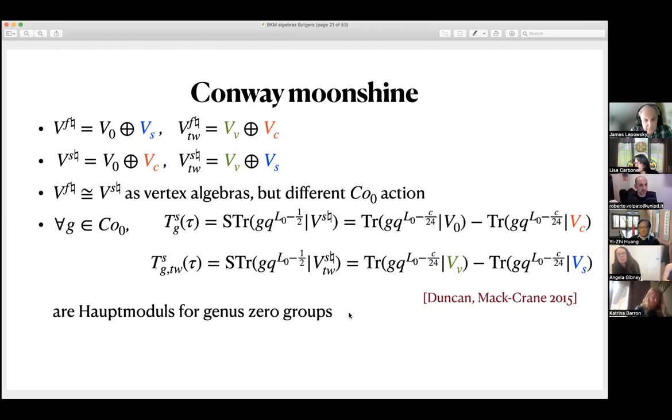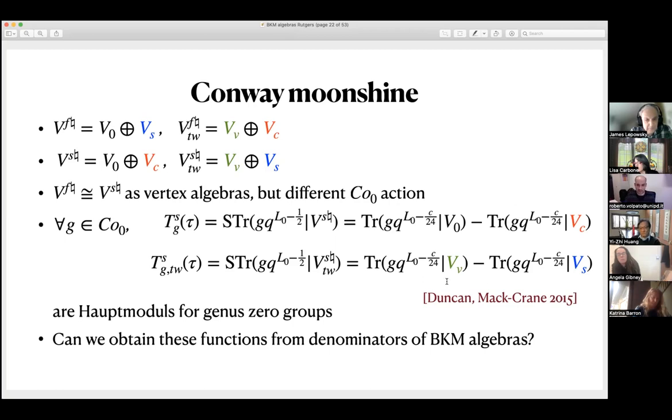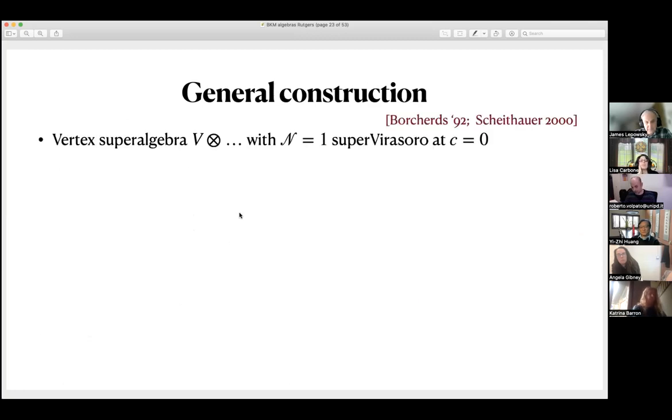So the question is, can we obtain these guys from denominators of BKM superalgebras? So what we want to do then is to build this BKM superalgebra starting from this VF natural. Let me say that the construction that we are using does not use very new fancy things, in the sense that it is really a generalization of what other people have been doing, in particular Scheithauer, for this superalgebra. So we follow a bit his construction. Let me give you a very sketchy idea of what we will do, and then I will enter more into details.